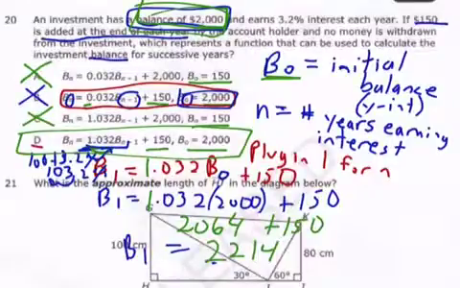Just one more thing to point out. If you were losing money, then it would be 1 minus the percentage. For instance, 1 minus 0.032. But here we're gaining money, so it's 1 plus 0.032.